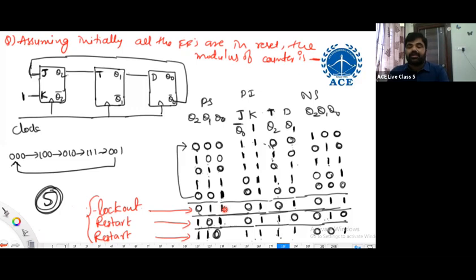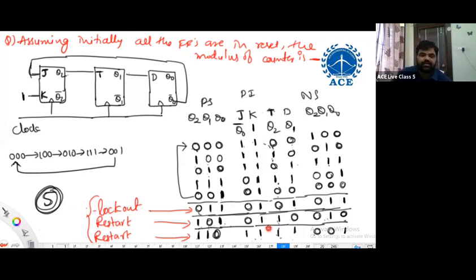How can we eliminate lockout? While designing the counter, for each and every unused state, instead of considering it as a don't care, if you specify that the next state must be one of the used states, then even though it enters an unused state, it will come back to a used state. Then we can say it is self-starting. For each and every unused state, instead of a don't care, you specify what the next state must be.